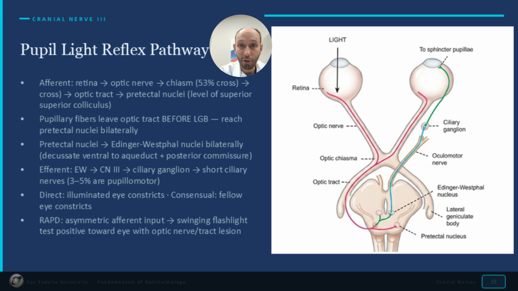Now, it's important to know that it's relative. Therefore, if you have equal lesions on both sides, you will not be able to tell if there is a relative afferent pupillary defect. As you remember, this does not rely on the other 70% of the fibers that go to the lateral geniculate nucleus. This is a midbrain thing. So even if the rest of the stuff doesn't work, the pupillary reflex will still stay the same.